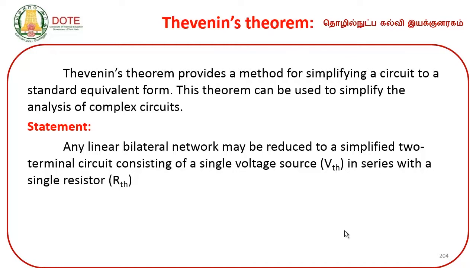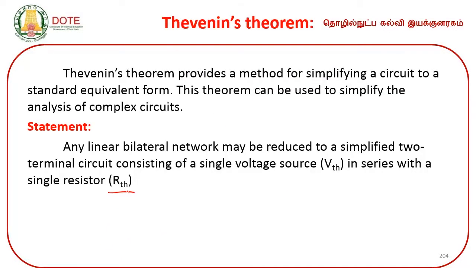Any bilateral network may be reduced to a simplified two terminal circuit consisting of a single voltage source VTH in series with a single resistor. In this Thevenin's theorem there are two important parameters upon which the whole analysis is focused. One is the Thevenin's resistor, that is RTH, and the other one is the open circuit voltage VTH.